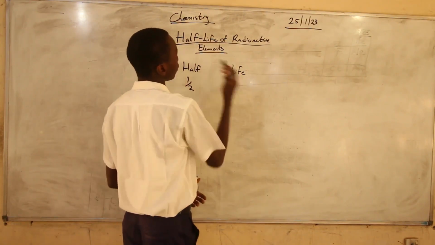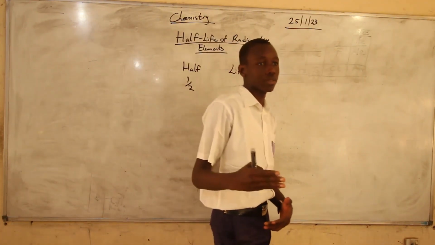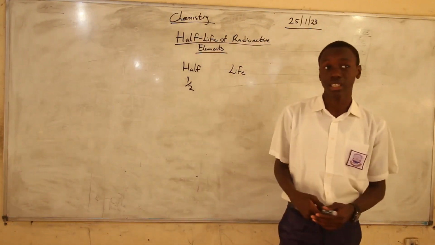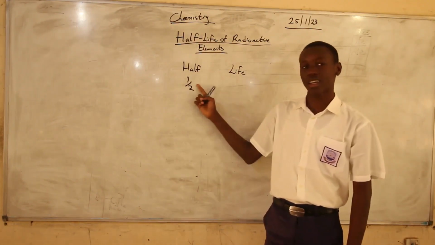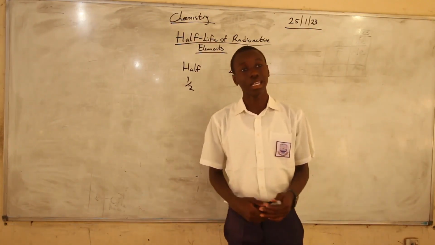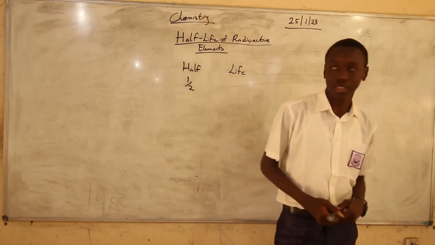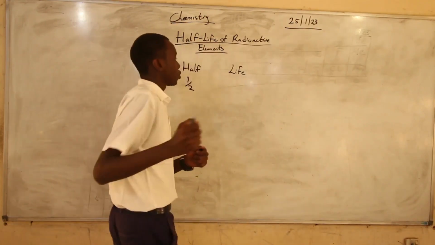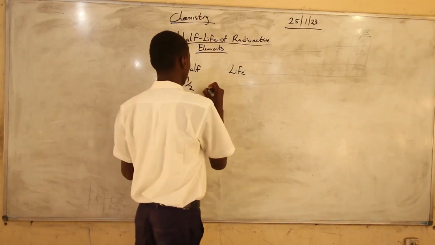So when they say the half-life of a radioactive element, the half-life of a radioactive element is the time taken for half of the total number of atoms of an element to decay or disintegrate. So, not wasting much of our time, I'll start with an example.